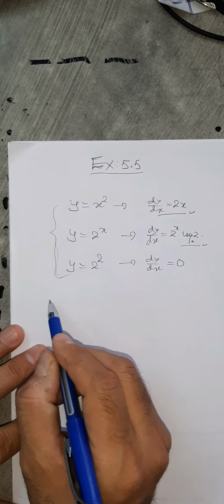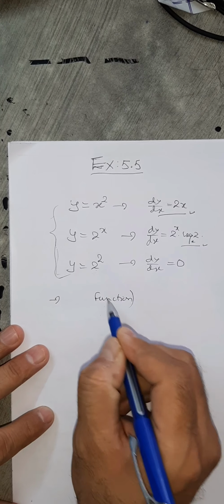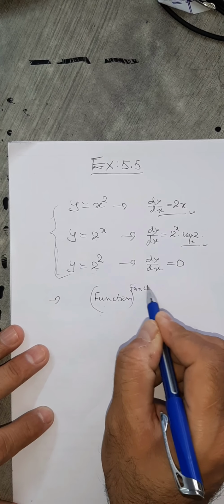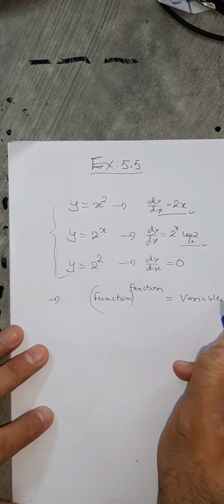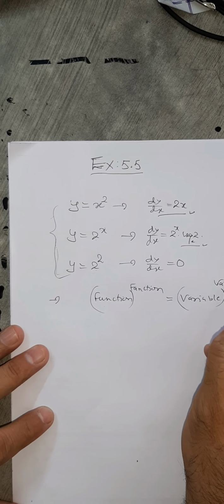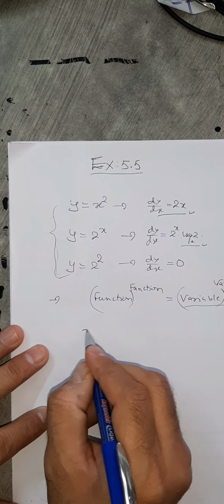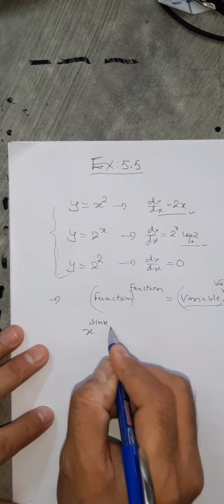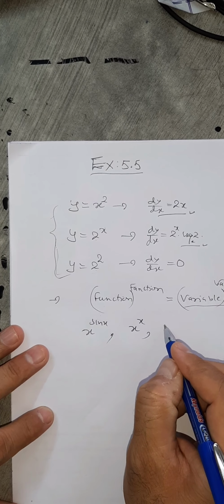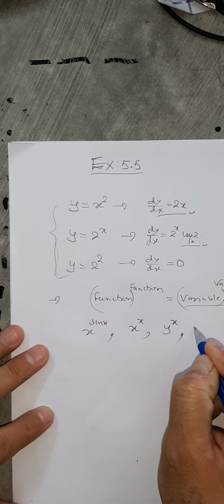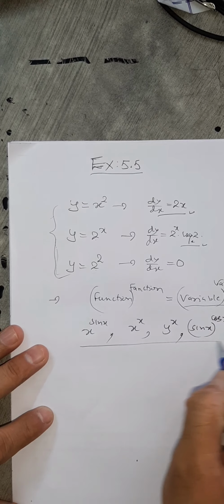Now the fourth type of function, variable raised to variable form, function raised to function, we are going to discuss in this exercise. That is, we have a variable in the base as well as in the power. Which type of function? Such functions: x raised to sine x, x raised to x, y raised to x, sine x raised to cos x. These are all called variable raised to variable form.